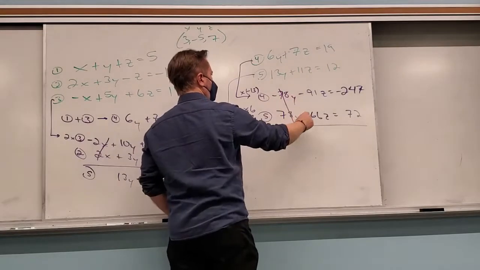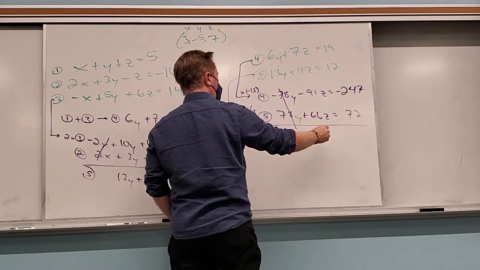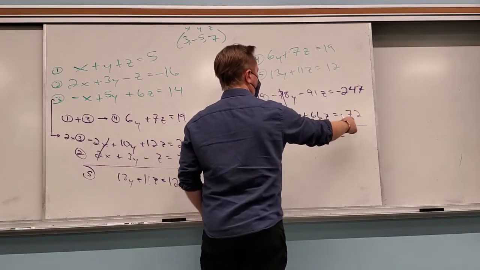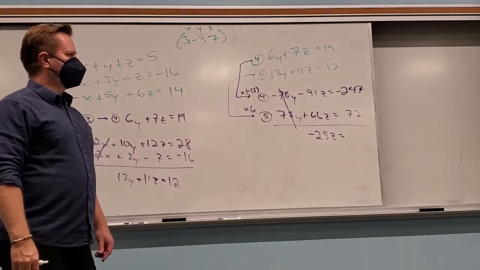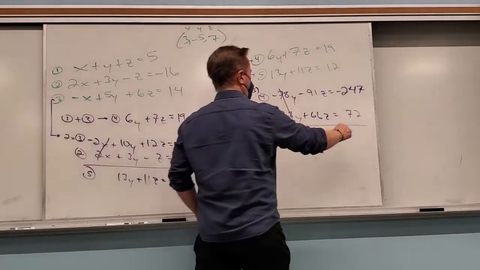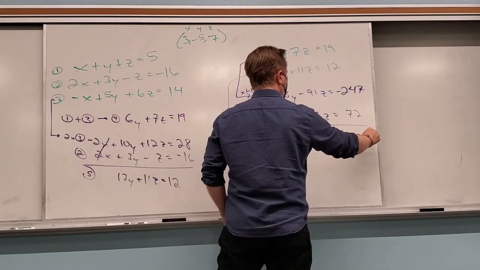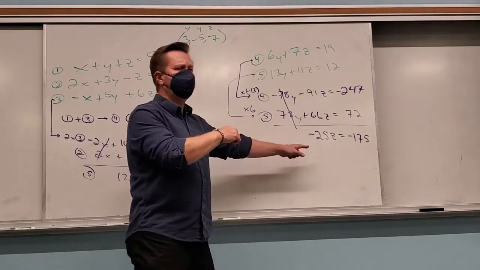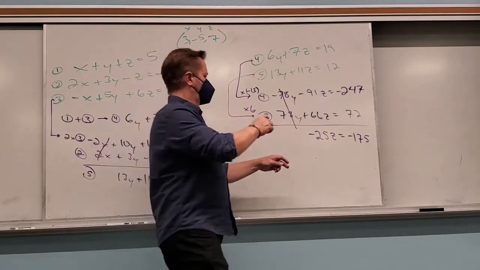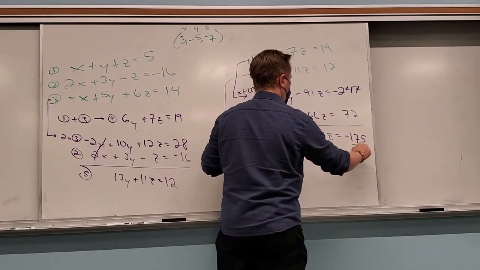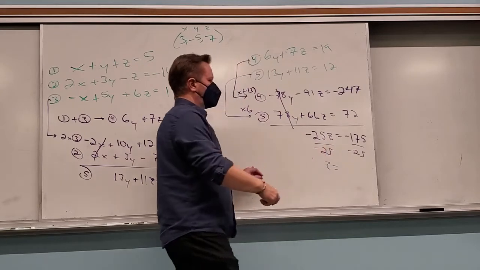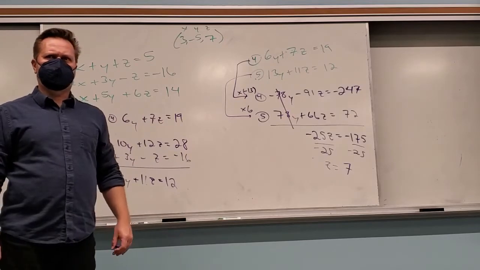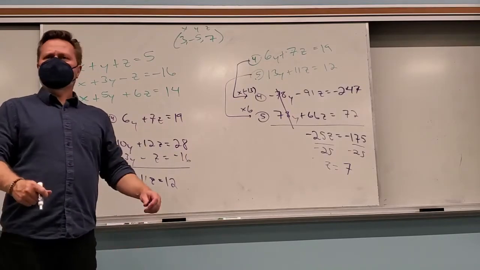So these cancel. -91 plus 66 is -25. -247 plus 72 is -175, right? Okay. And look, hey, wait a minute. All right, how do I solve for z? Divide. So z is 7. Am I done? Shit. All right.